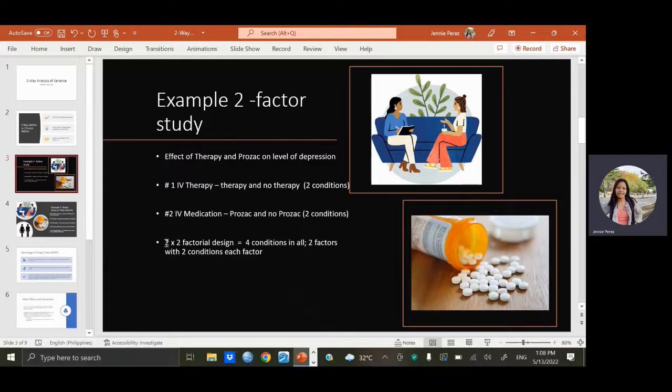So this is a study which is named a 2x2 factorial design. This is 2 because there are two levels of the first factor, then times 2, because the other factor has two conditions also. Hence it is called a 2 by 2 factorial design. So all in all, there are 4 conditions, with 2 conditions for each factor.